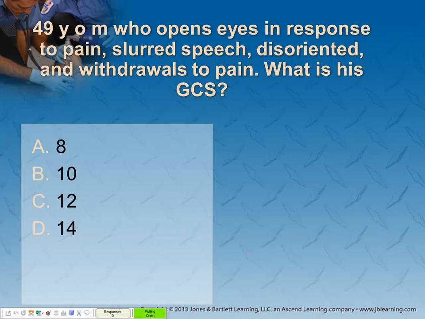Alright, let's try one. 49-year-old male who opens his eyes in response to pain, has slurred speech and is disoriented in his speech, and withdraws to pain. What is his Glasgow Coma Scale? I would suggest that you know that, by the way. That will be on your test.